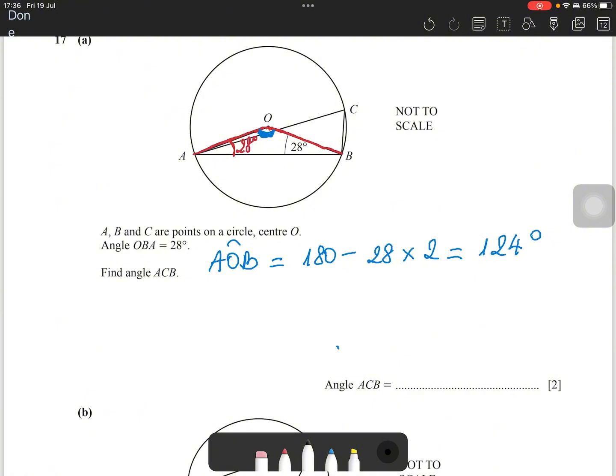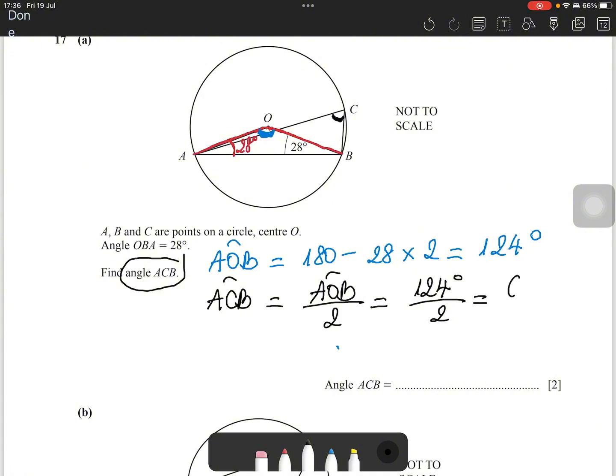Finally, we'll find the angle ACB. This is angle ACB. It is the angle at the circumference, so it should be half of the angle at the center. ACB is half of the angle AOB. So half of 124 is equal to 62 degrees.